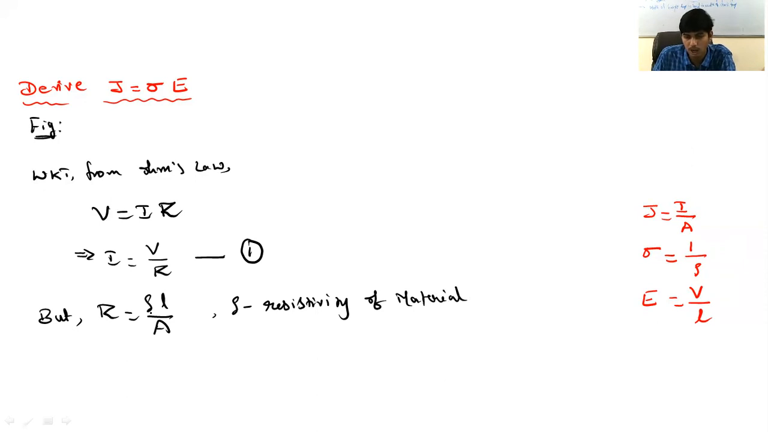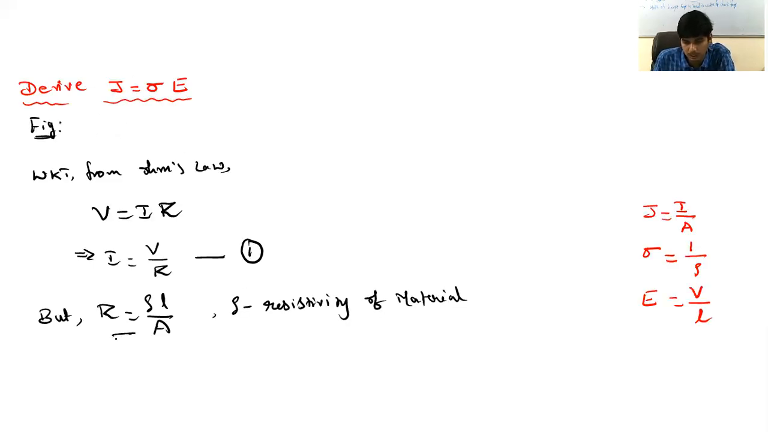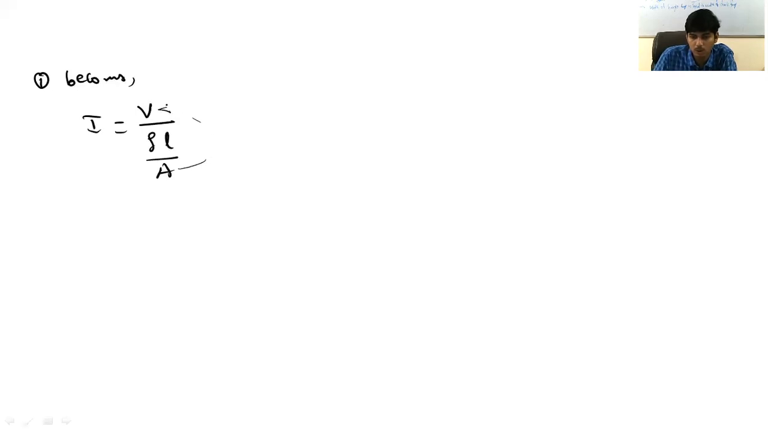If you substitute R in equation number 1, equation 1 becomes I is equal to V divided by R, where R is nothing but rho L by A. I have substituted the value of R in equation number 1: I is equal to V divided by rho L by A. The denominator of the denominator goes to the numerator, so this can be written as I is equal to VA by rho L.